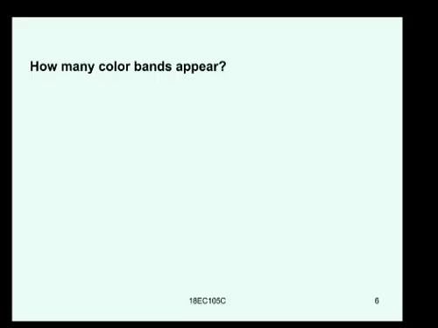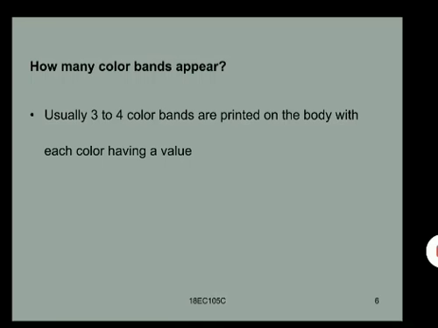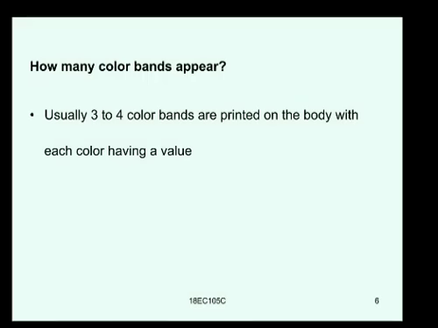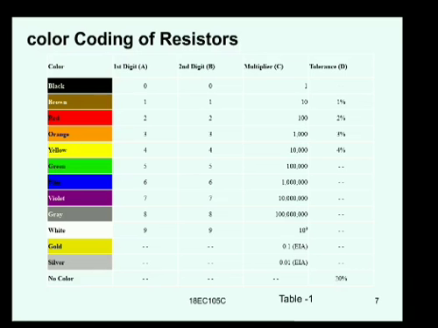How many color bands appear on the resistors? Usually we use 3 or 4 color bands for coding the resistance value. So usually there are 3 to 4 color bands printed on the body with each color having a unique value. They appear differently on the axial and the radial resistors. So these are the color codes of resistors.